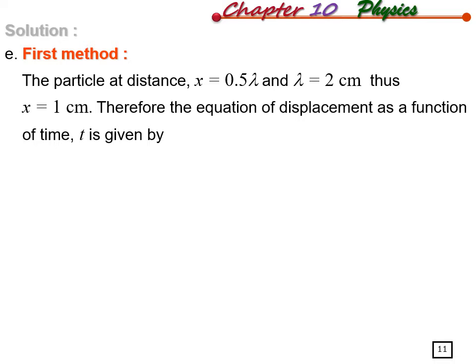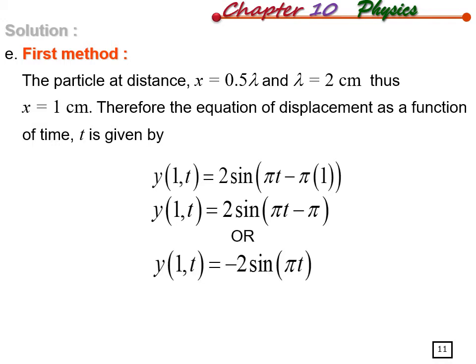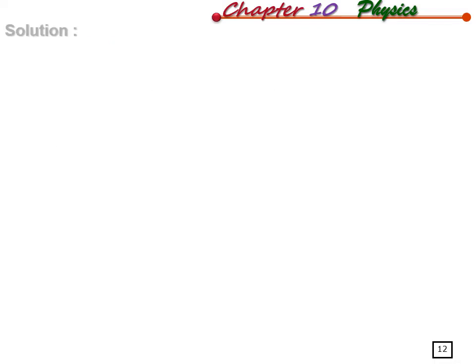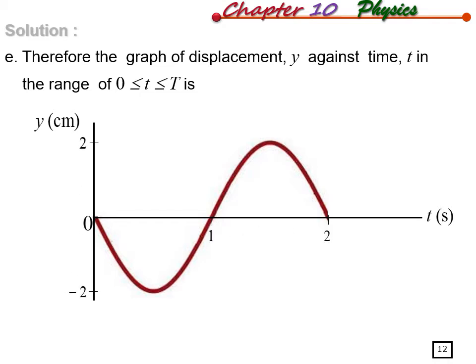And then when x is given as 0.5 lambda, lambda is 2, so therefore x will be equivalent to 1. Replace in, so you will end up with pi t minus pi, or rearrange, you will get negative 2 sine pi t, because you will have an initial phase over here, which will be lambda, half oscillation. So the first solution, we just redraw the graph based on the initial angle, or initial phase.